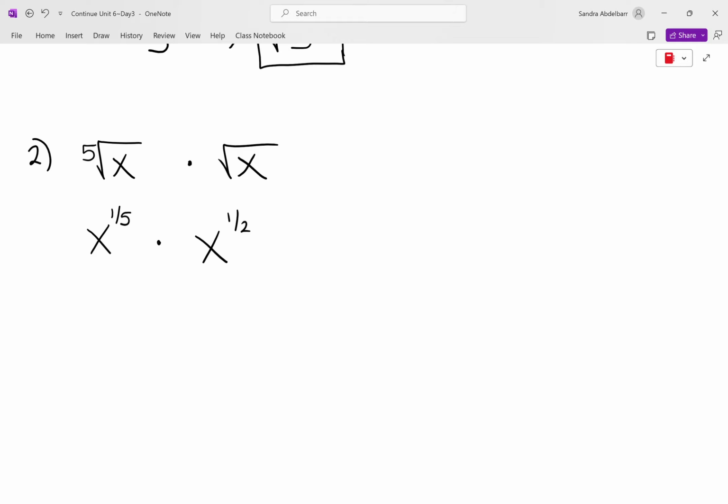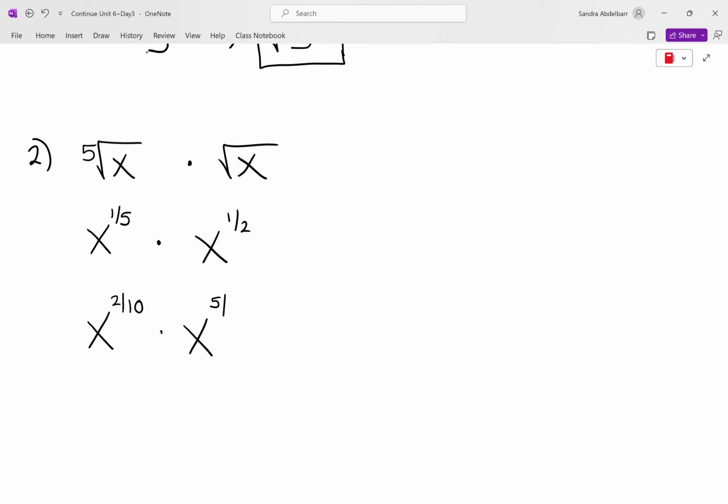You cannot multiply them if their indexes are different. So, since I can't multiply them if their indexes are different, now I'm in exponential. What am I going to create? A common denominator for their exponents.